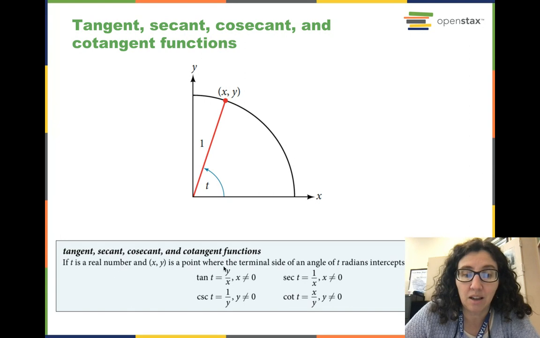Tangent T is y over x. Obviously, x can't be 0. Cosecant is 1 over y. Secant is 1 over x, and cotangent is x over y, okay? And either x or y can't be 0. So it's either just reciprocals of x and y or ratios of x and y, right?